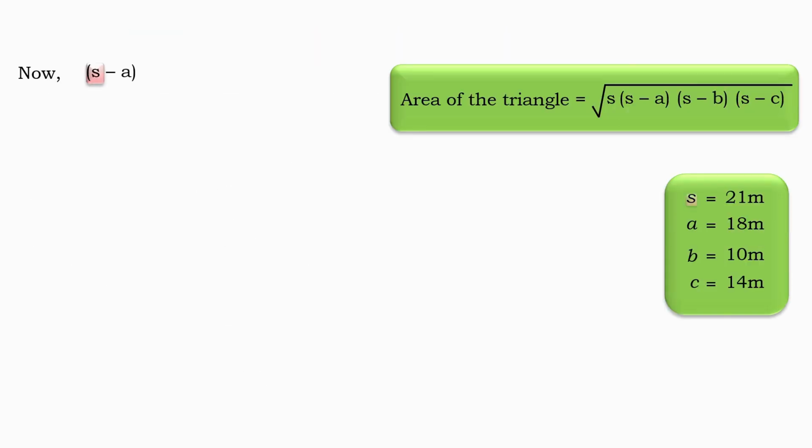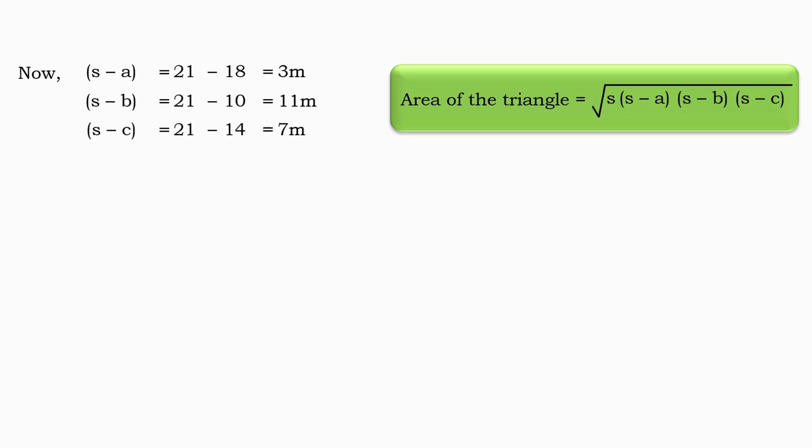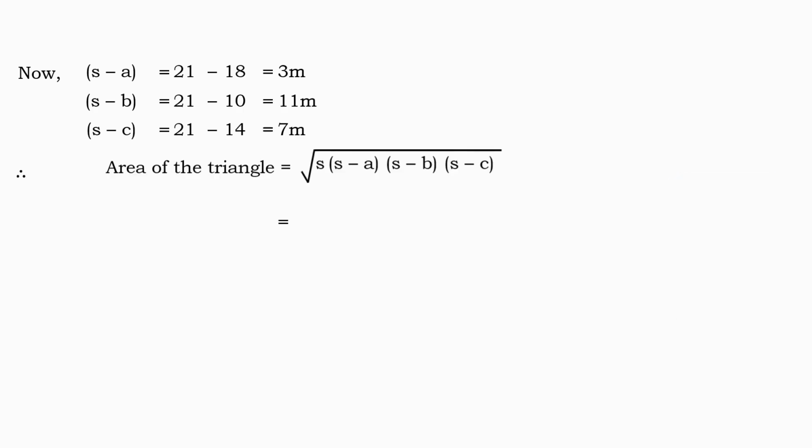Now S minus A is equal to, now we know all the values of A, B and C. Now just replace the values. S minus A will be 21 minus 18, that is 3 meter. S minus B equal to 21 minus 10, that is 11 meter. And S minus C equal to 21 minus 14, that is equal to 7 meter. So now apply this in the formula. 21 into 3 into 11 into 7.